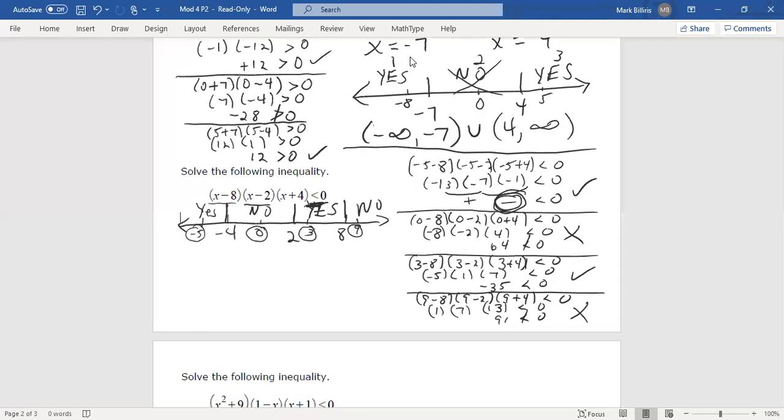So my only solutions are those values where you see the yes. So from negative infinity to negative 4, not from negative 4 to 2, because that didn't work when we used our test point. But we have another interval now, from 2 to 8. Why don't I have brackets? Because again, my original problem is less than, not less than or equal to.